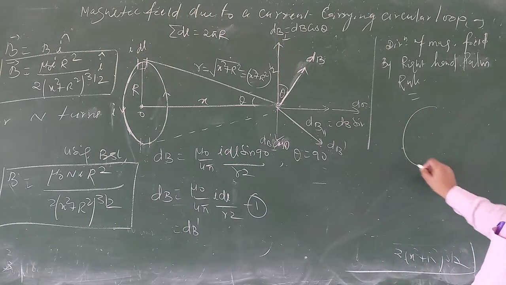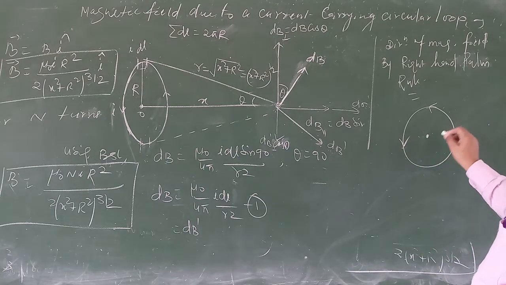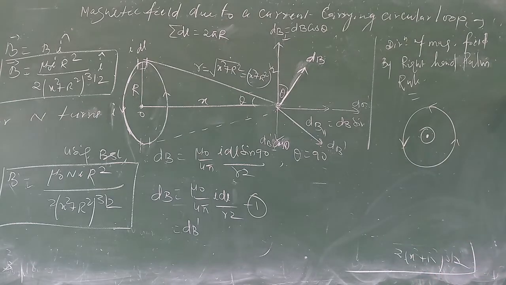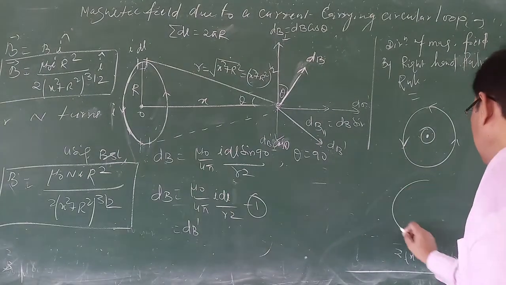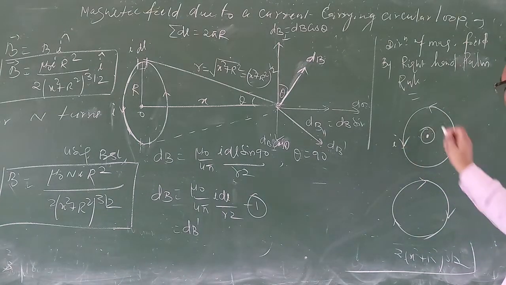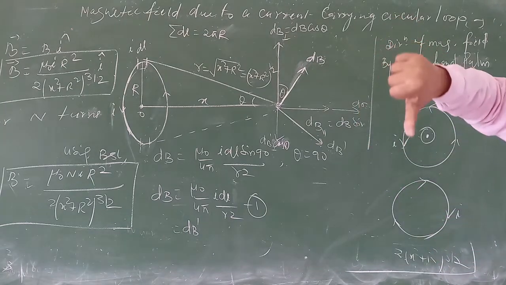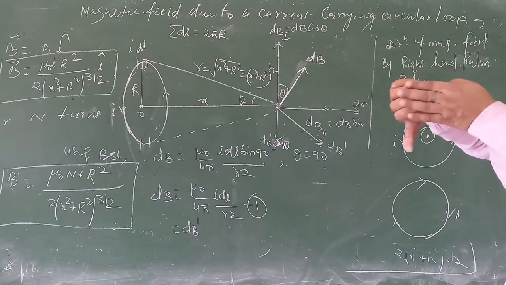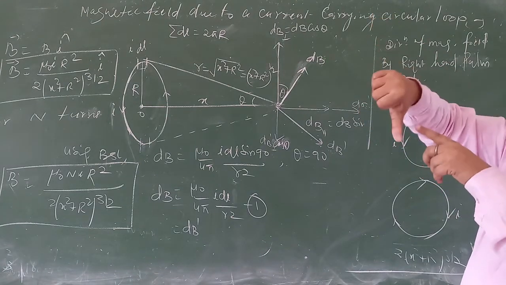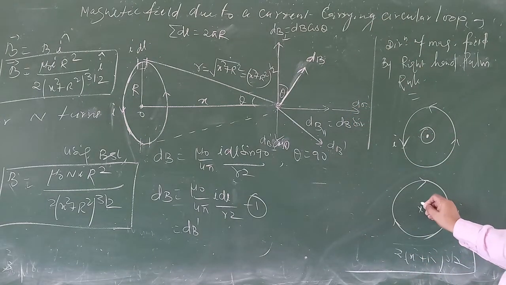So if the current is flowing in an anti-clockwise direction, then the magnetic field will be radially upward. But when the current is flowing in a circular loop in the clockwise direction, like that, then the magnetic field will be radially inward.